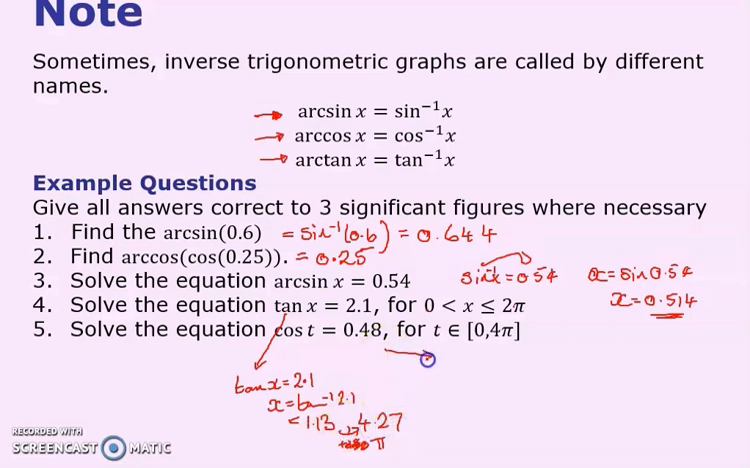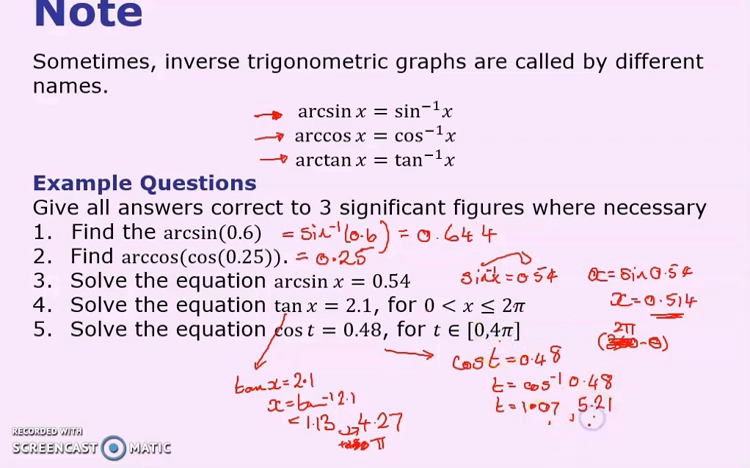And the last one says cos of t equals 0.48. So obviously t equals the inverse cos of 0.48. T equals 1.07. And again, you may recall for cosines, what you do is 360 minus theta to get your second answer. But this time it's 2 pi because it's in radians. So I'll do 2 times pi minus the answer, and I get 5.21. Now, interestingly, this says don't stop at 2 pi, go up to 4 pi.